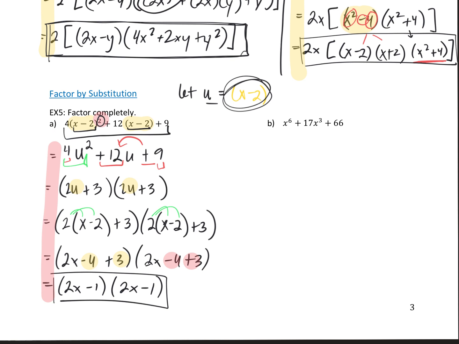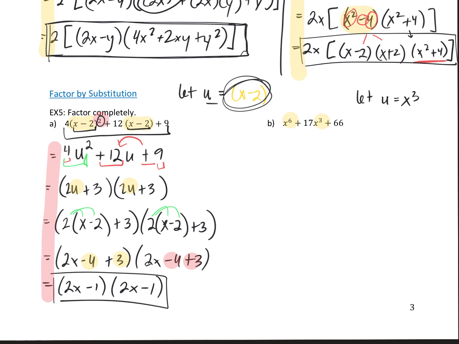We're almost done, down to the last sample. So let's take a look. What's weird about this problem? Well, instead of a square and a no square, we have a 6 and a 3. But we can go ahead and do some substitution to make it look simpler. So I'm going to use u again, let u equal the smaller one, which is going to be x cubed. What does that mean? Well, then that means that u squared is going to be x to the 6.